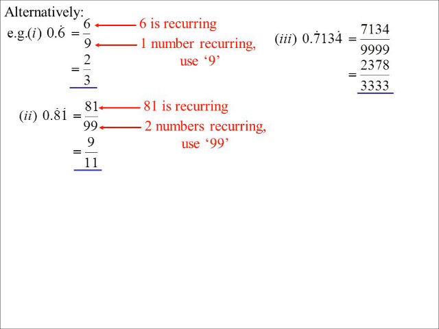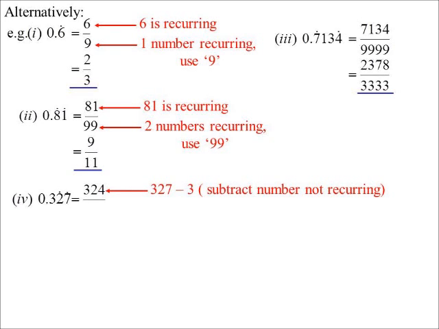Okay, but what about the ones where not all the numbers repeat? All right, 324 on the top. Why? 327 minus 3. I write down the numbers, but subtract the number that's not repeating. So I'm writing 327 down and I'm subtracting the 3 because it's not repeating.